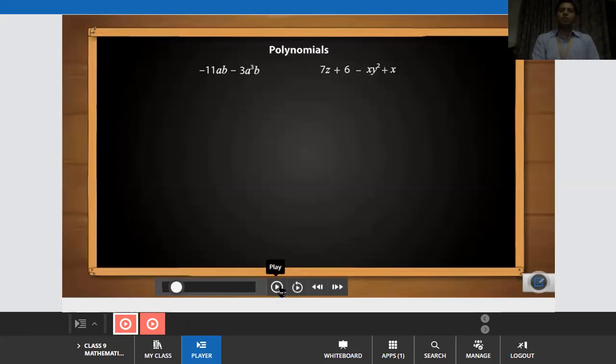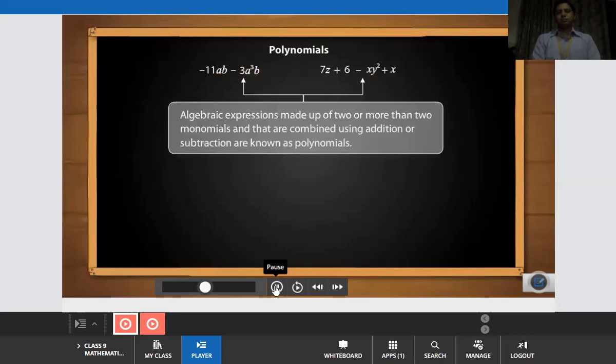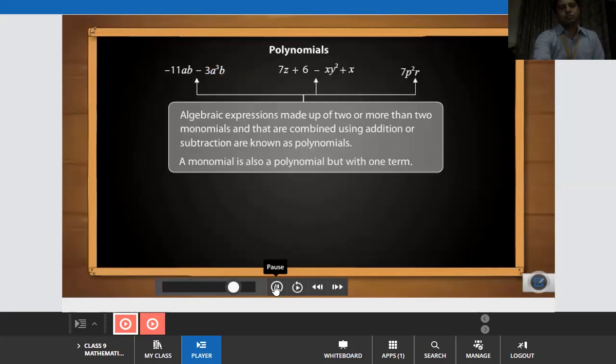Now, if we put a negative or positive sign, that is, if we add or subtract two, three, or more monomials, it will be considered a polynomial. Just have a look. Now, these algebraic expressions are a combination of two or more monomials. Algebraic expressions made up of two or more monomials that are combined using addition or subtraction are known as polynomials. A monomial is also a polynomial, but with one term.